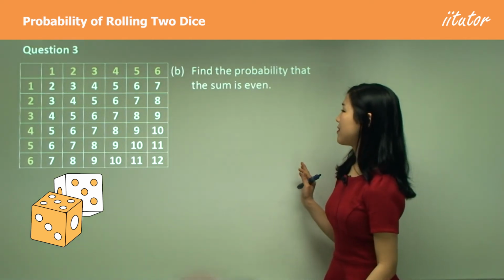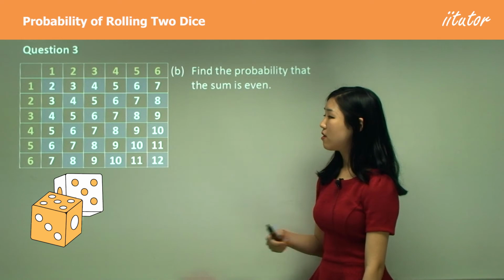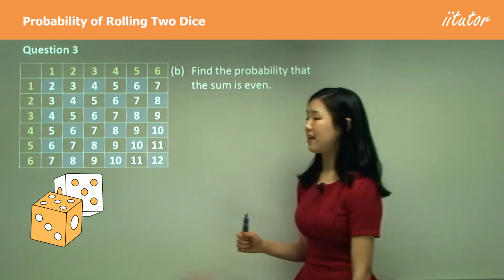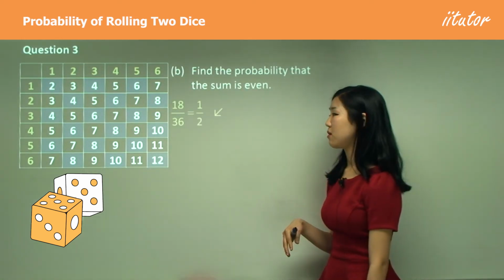Find the probability that the sum is even. Even numbers, all of these ones, 2, 4, 6, 8, and 10, and 12. Count them up, which is going to be half.